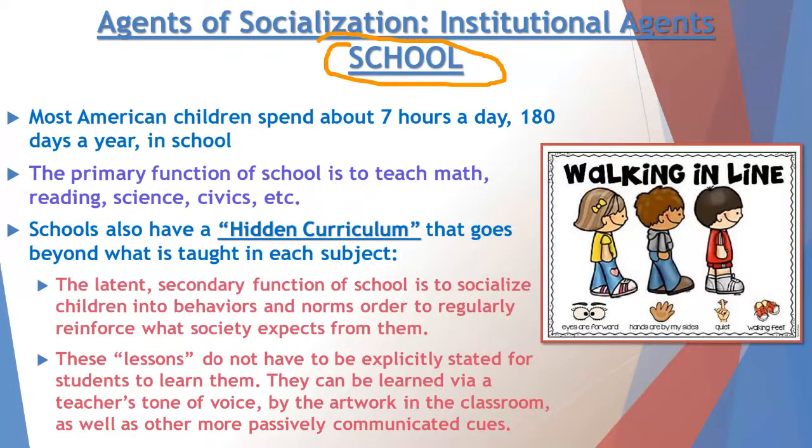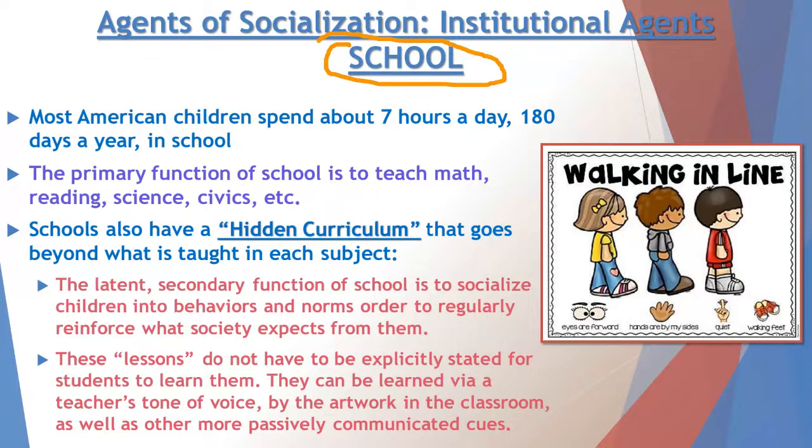The U.S. government expects you to be in some sort of formal schooling. And most children in America spend about 7 hours a day, 180 days a year in school. So it's a pretty critical space for our socialization, beyond just our peer groups or our families. Now, the primary function of school, obviously, is to teach you your subjects, your math, your addition and subtraction, your reading, your science, your civics, your history lessons.